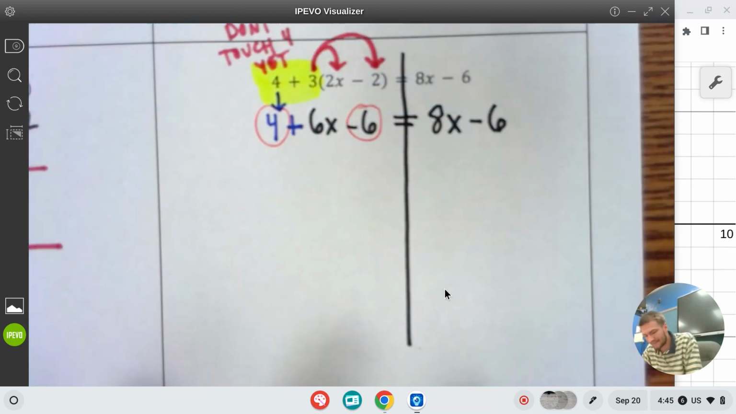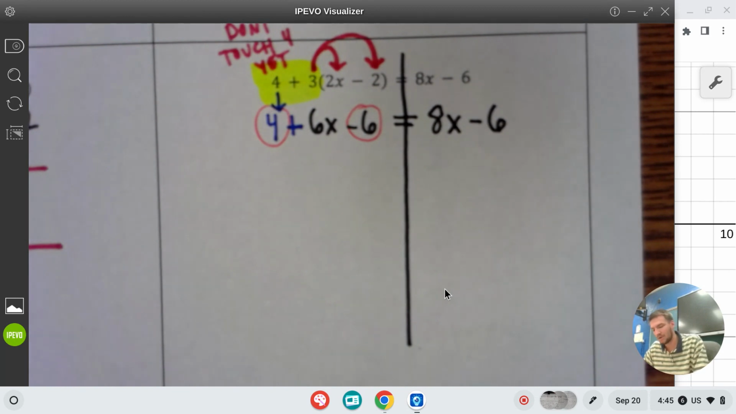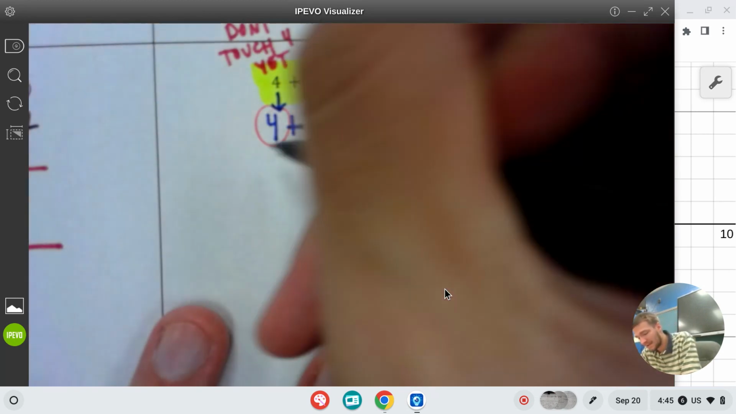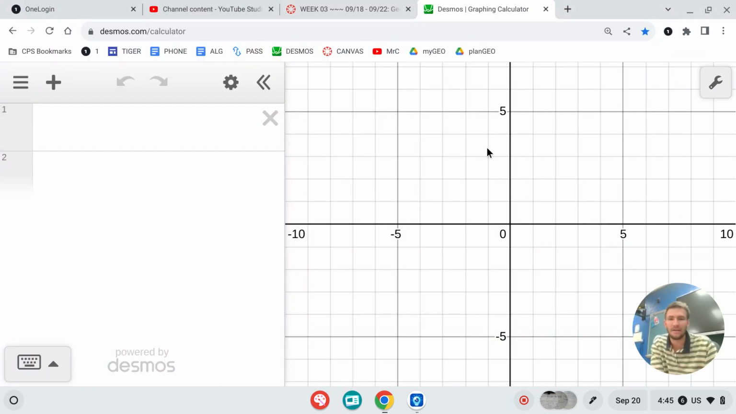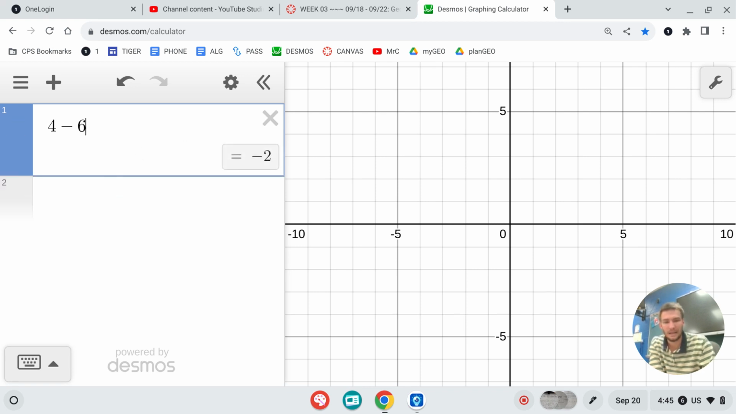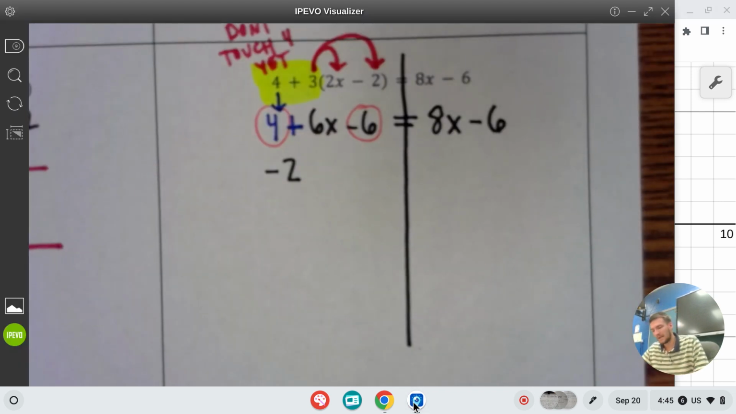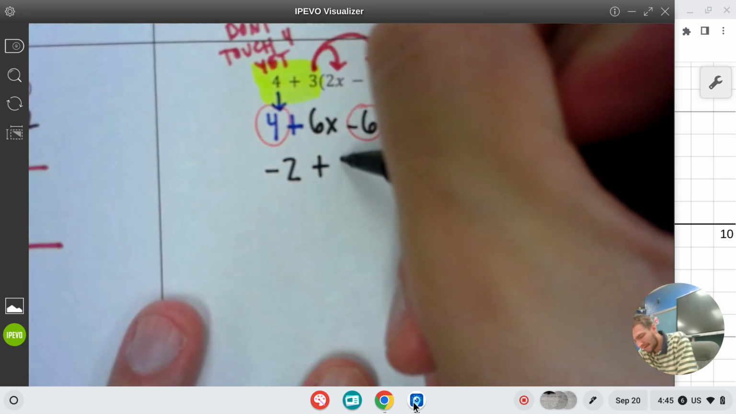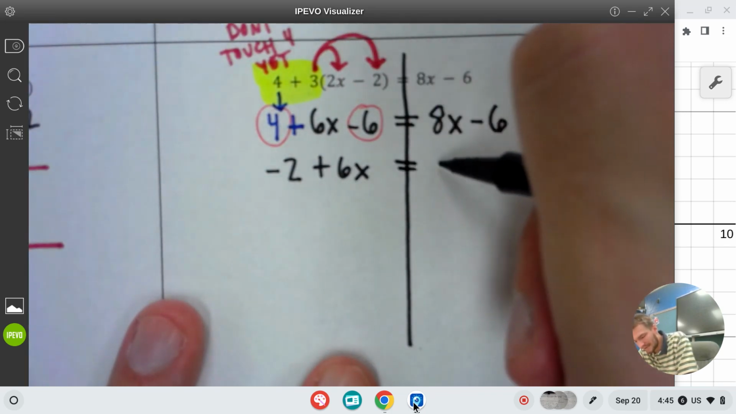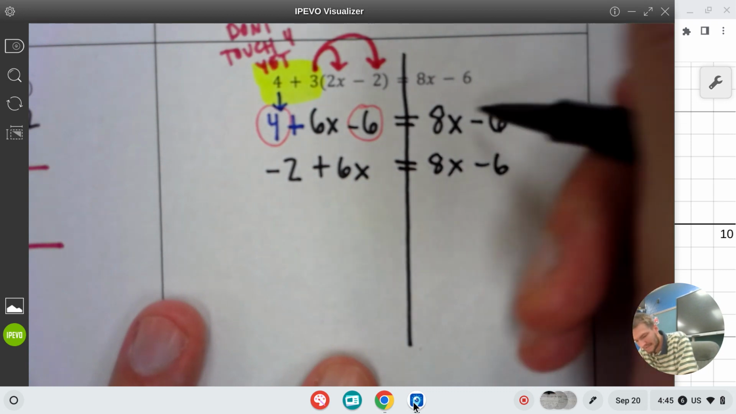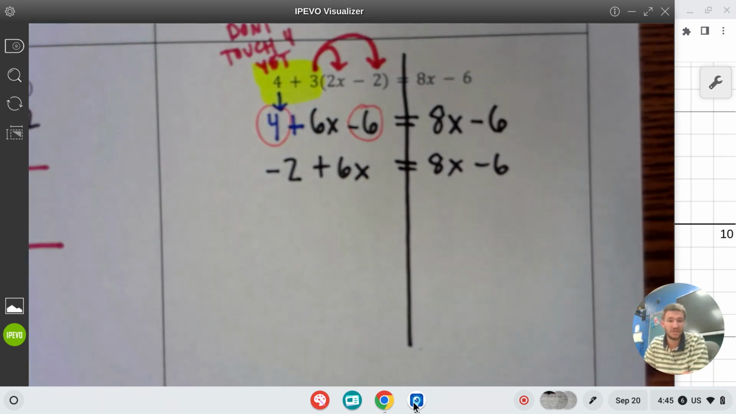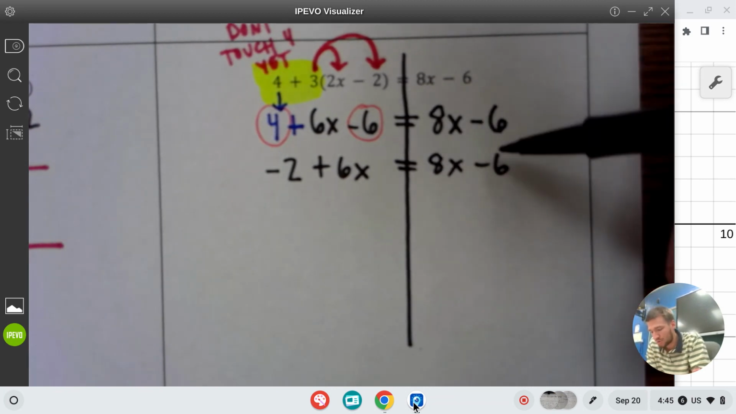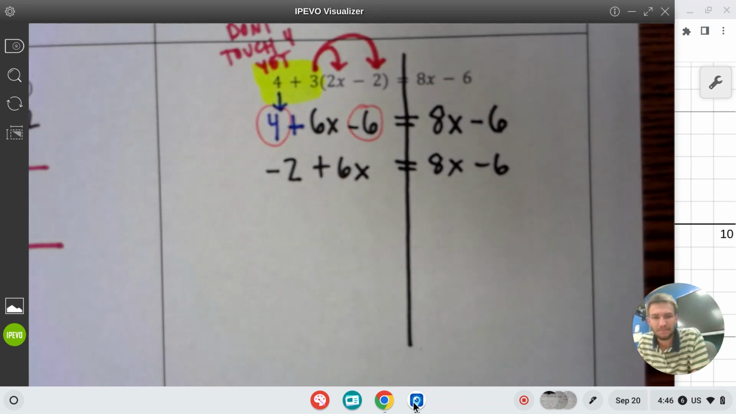4, negative 6. These are like terms, so we're going to want to combine these together. 4 minus 6 is negative 2. That's a real simple thing, right? Desmos, 4 minus 6, negative 2. Easy. Negative 2, I've also got my plus 6x equals 8x minus 6. These don't combine. They don't have anything in common. They don't change. They stay exactly the same. We just drop them down.